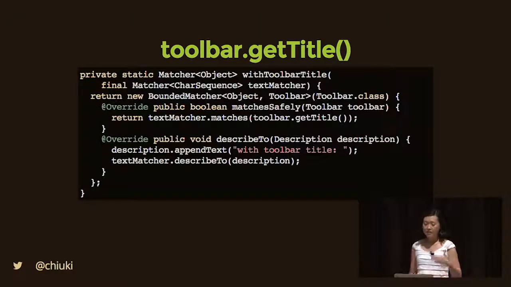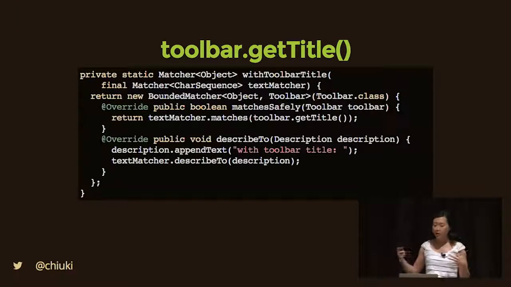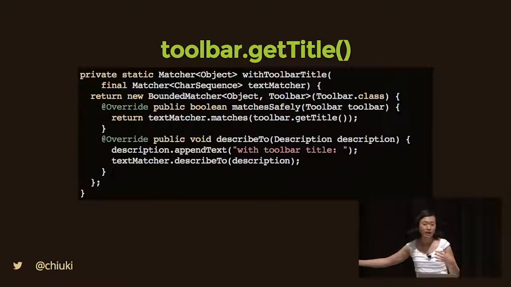So what we have here is something called a BoundedMatcher. This is, again, I think it's actually Hamcrest. What happened here is that I'm saying that I want a view matcher that is specific to a toolbar, which is why there's a generic that I pass in the toolbar class. And when I want to see whether this matches safely, I will go ahead and call the toolbar, which is passed into me in this function because of this generic. And I'll call the function getTitle, and then I will match it with a test matcher. So test matcher, if you can see here, is of Matcher class.